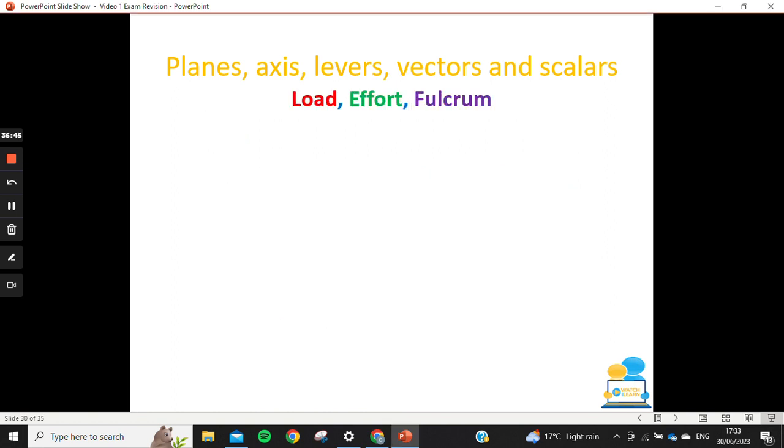So again, we're looking to think of where the load, the effort, and the fulcrum is. If you are presented with this question in an exam, what you could do is draw out the movement or the skill being performed on some spare worksheets. You could identify where the load, the effort, and the fulcrum is, and use this to see whether the lever is a first, second, or third class lever.